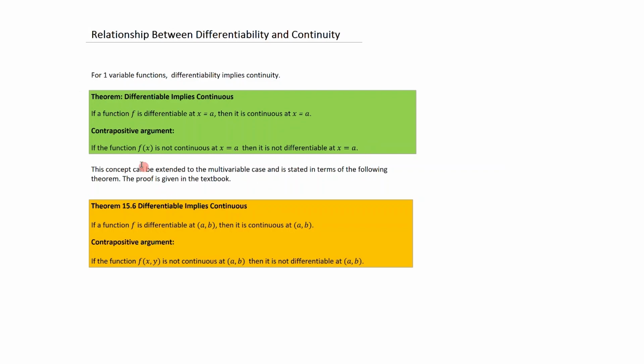We can extend this concept to the multivariable case and state it in terms of the following theorem. The proof you can find in the textbook if you want to look at it. For the case of two variables, if a function f is differentiable at (a,b), then it is continuous at (a,b). The contrapositive would say that if the function f of (x,y) is not continuous at (a,b), then it is not differentiable at (a,b).